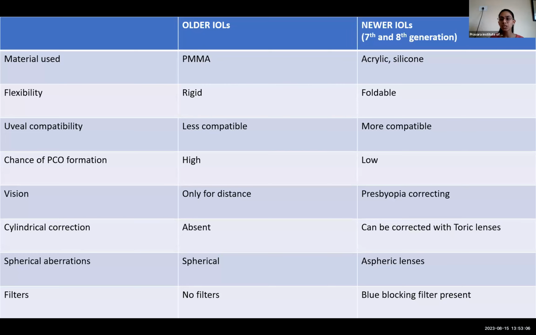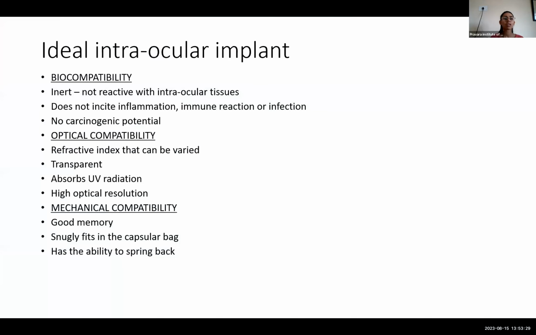The material used in newer IOLs includes acrylic and silicone, which is not just foldable, but also has better uveal compatibility and lower chances of PCO formation, especially with hydrophobic lenses. They can also be used to correct presbyopia, and toric lenses can be used for cylindrical correction. We have now moved to using aspheric lenses and lenses having blue blocking filters. An ideal intraocular implant should be biocompatible and also have optical and mechanical compatibility.